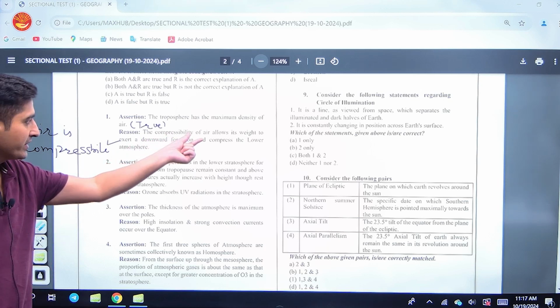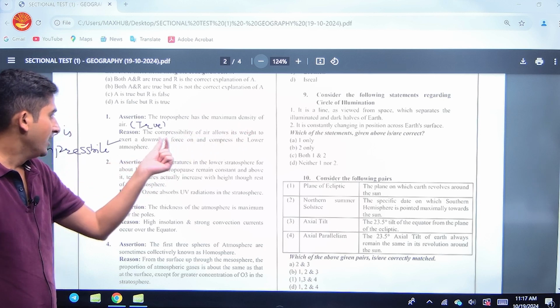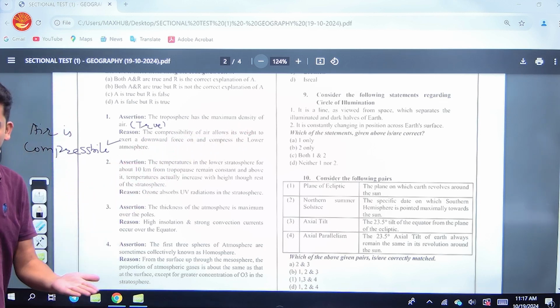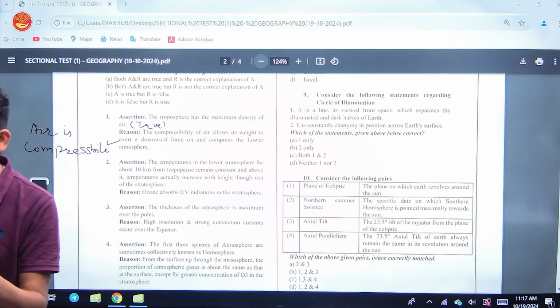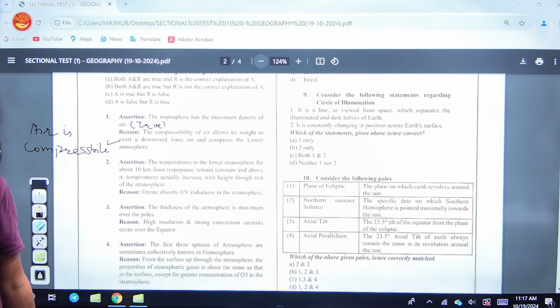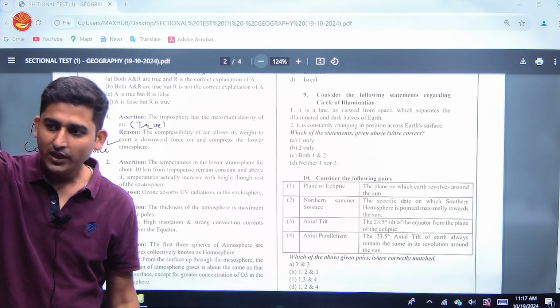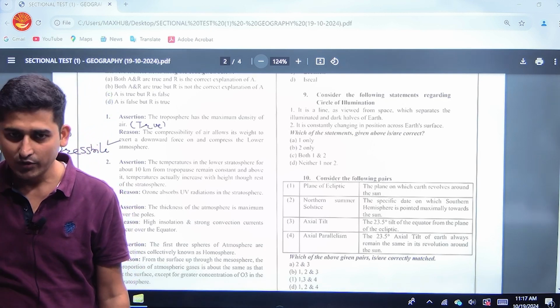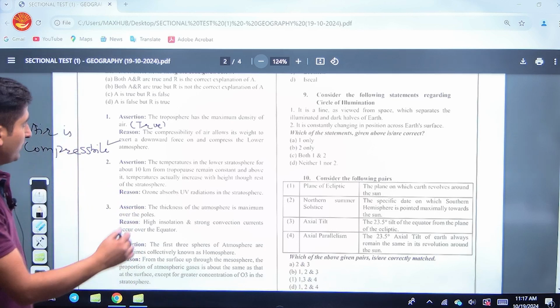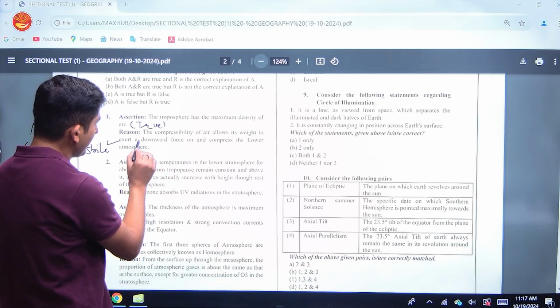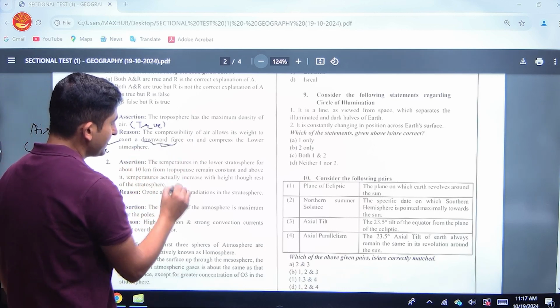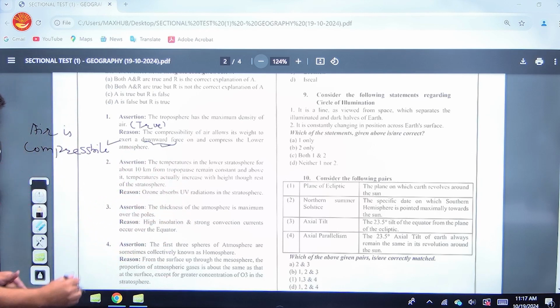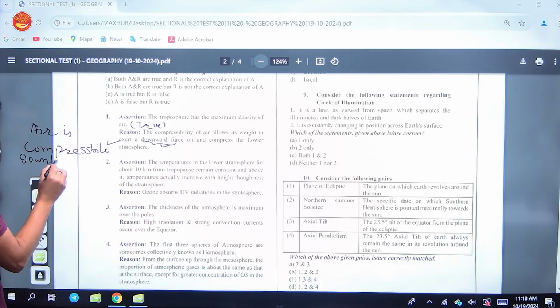Okay, the compressibility of air allows its weight to exert a downward force. Yes, if you are compressing something, अगर आपको मैं नीचे रख लूं कहीं पे और आपके ऊपर मैं वजन चढ़ाता जाऊं तो ऑब्वियसली फोर्स कहां पे लगेगी? डाउनवर्ड लगेगी ना, डाउनवर्ड फोर्स. तो दिस डाउनवर्ड फोर्स विल बी बिकॉज ऑफ दिस compressibility of air. This is also true. Air is compressible, and the second thing is downward force will be there.